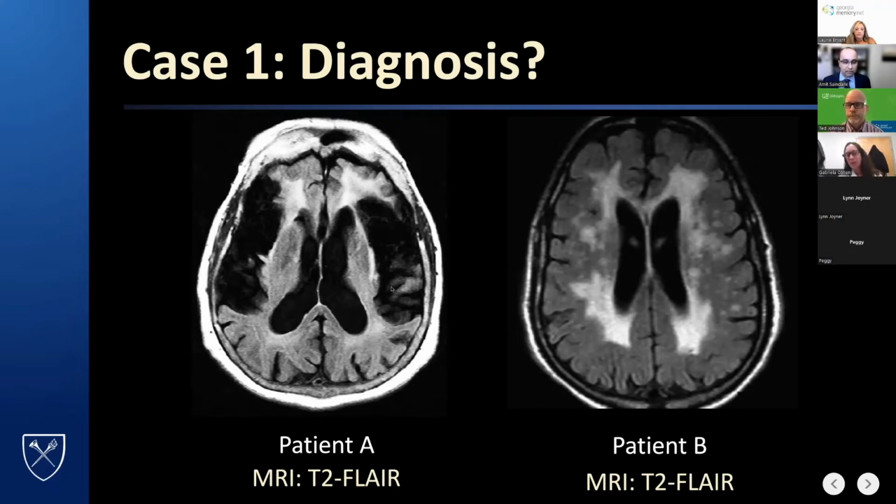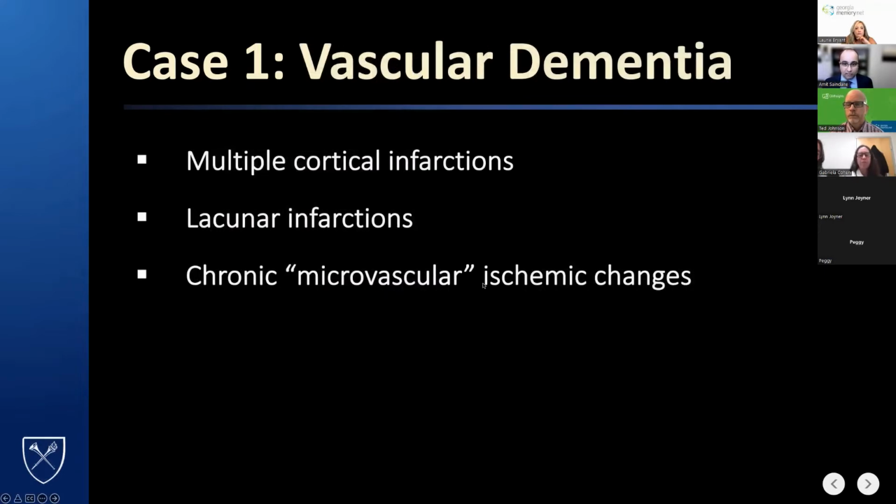I'll describe the findings, which I think people have really captured here. This patient A has large middle cerebral artery distribution chronic infarctions on both sides. So it's a little tricky. It's bilateral, it's symmetric, with some gliosis around this encephalomalacia. And patient B has a lot of this deep white matter T2 FLAIR hyperintensity, which is microvascular ischemic changes on a chronic basis. So these are actually both examples, in the correct clinical setting, of course, of vascular dementia.